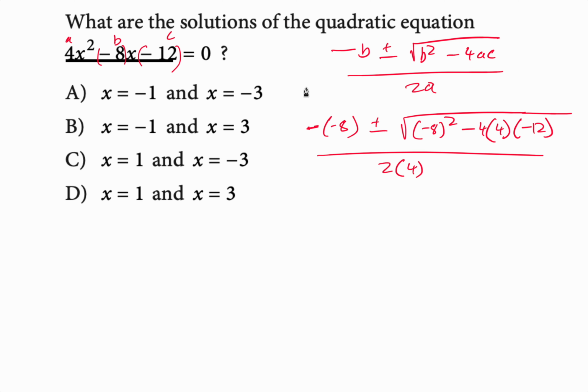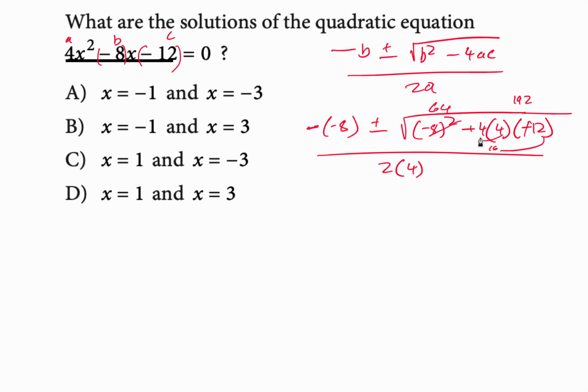So then we start to simplify this, right? There's a bunch of stuff here, but basically under the square root, we can simplify this. You have negative 8 squared, that's 64, right? You have 64 here. Negative times negative becomes positive. 4 times 4 is 16, and then 16 times 12, that gives you 192, right?